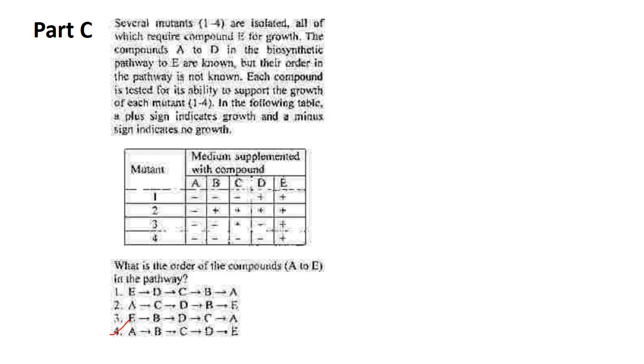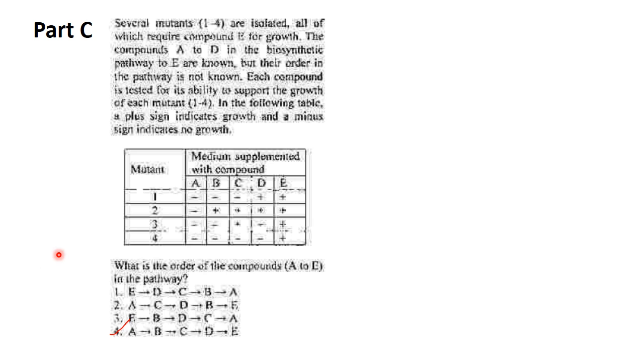Then next one. Several mutants 1 to 4 are isolated, all of which require the compound E for growth. The compounds A to D in the biosynthetic pathway to E are known, but their order in the pathway is not known. Each compound is tested for its ability to support growth of each mutant. In the following table, the plus sign indicates growth and minus sign indicates no growth. What is the order of the compounds A to E in the pathway?